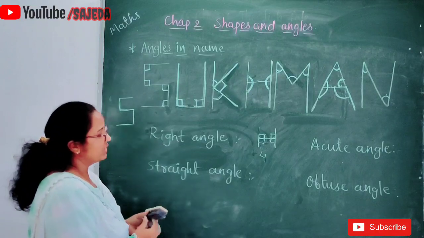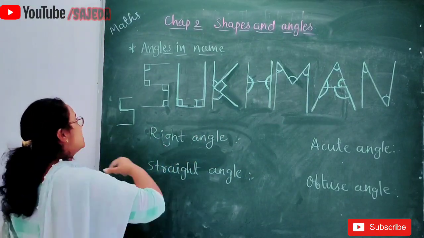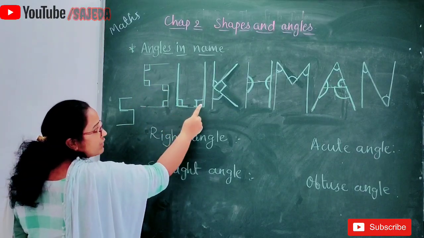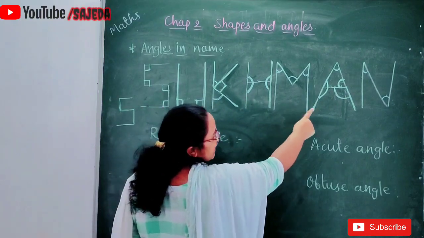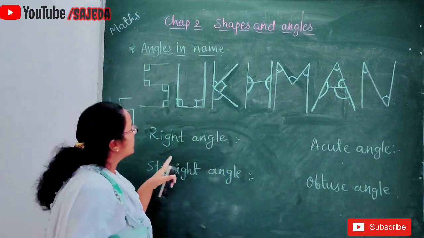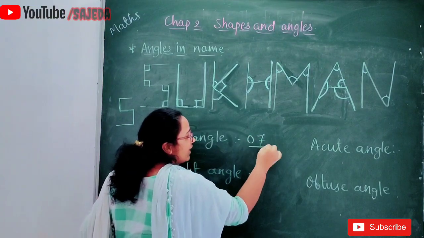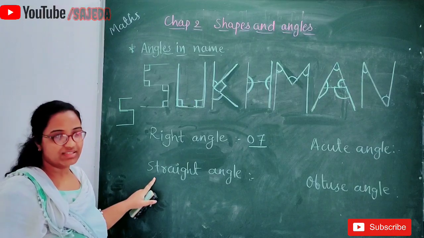Now we will count here how many right angles. So first of all we will count right angles. 1, 2, 3, 4, 5, 6, 7. In H there are 2 straight angles and after that there isn't any right angle, so in this name there are 7 right angles. Now straight angles.